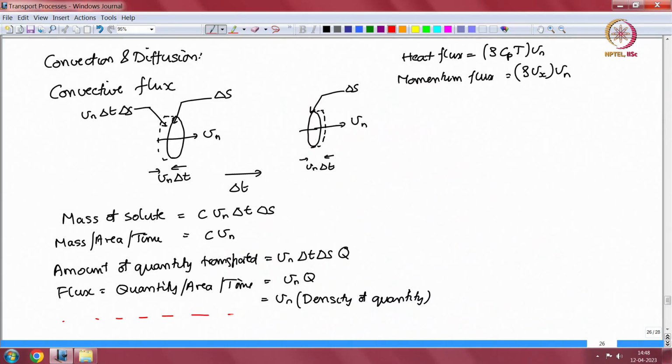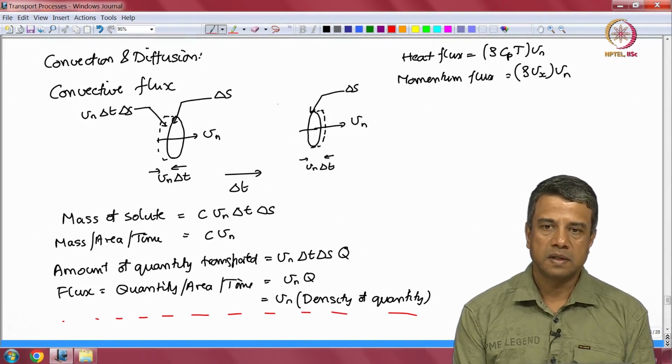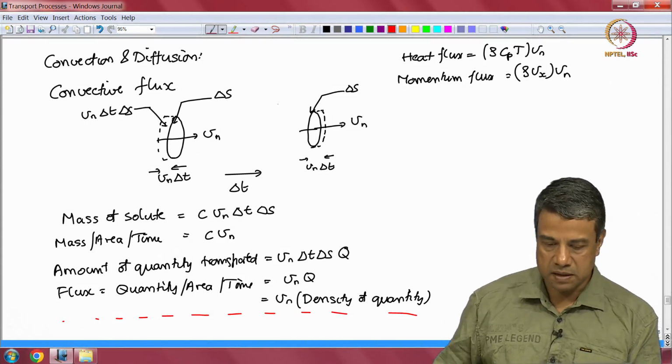So, in the last lecture I had given you a physical understanding of the meaning of convection and diffusion. The convective flux, as we had discussed last time, of a quantity is just equal to the velocity perpendicular to the surface times the density of that quantity. So, the normal velocity times the density is a convective flux, where density is the quantity per unit volume. So, flux of mass is the normal velocity times the mass density, flux of momentum is the momentum density times the normal velocity, and the flux of energy is the energy density times the normal velocity.